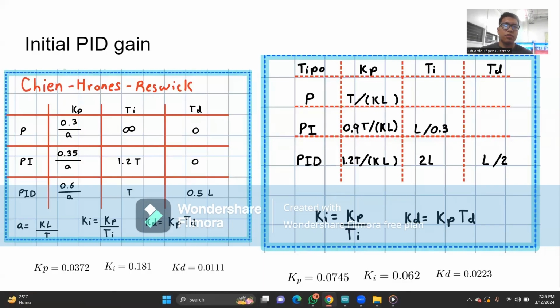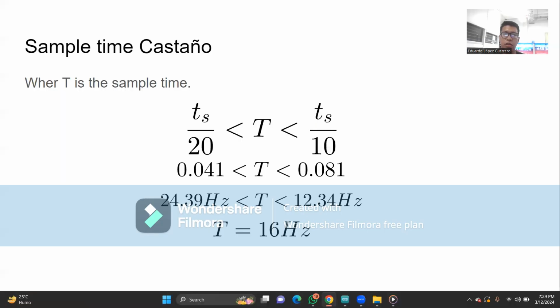Initially, for reference, we used Chien-Hrones-Reswick and Ziegler-Nichols methods so that we can get initial PID gains. Using Castaño's method to obtain the sample time, we obtained values between 24 and 12 hertz. But finally, we decided to use 16 hertz.